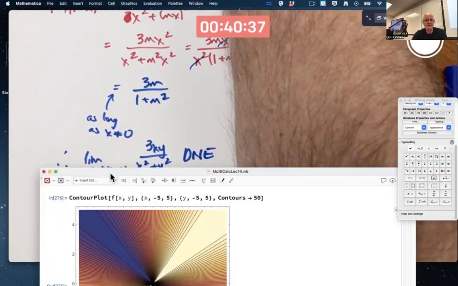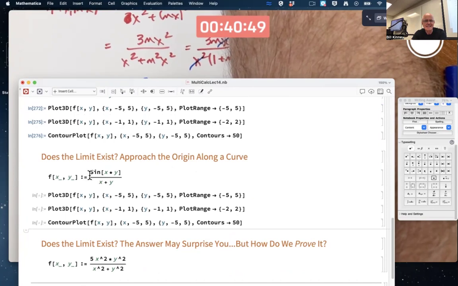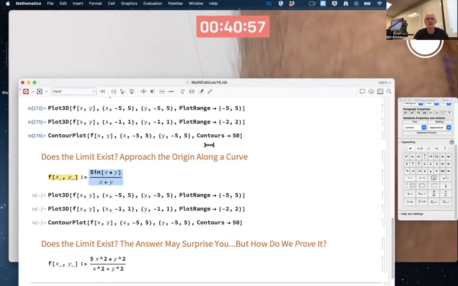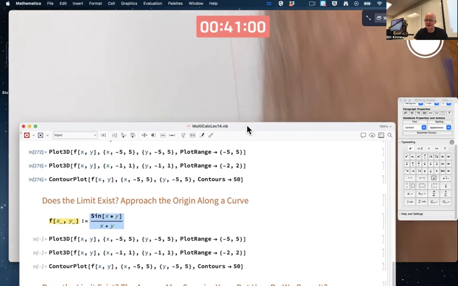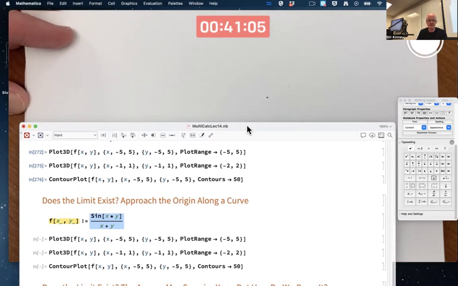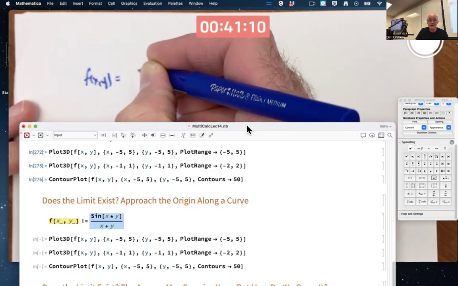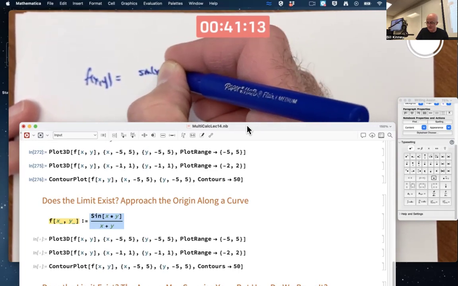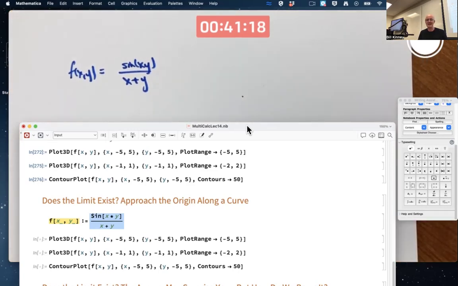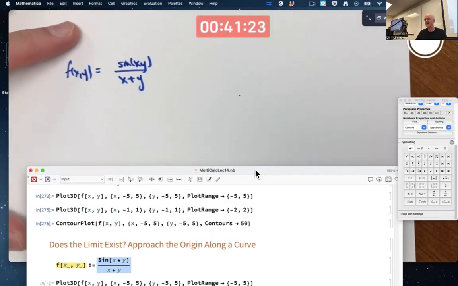All right, the next example is even a little bit stranger. Now our function is sine of x times y over x plus y. Let's once again think about some things by hand first. For this new example, f of (x, y) equals sine of x times y divided by x plus y. We should once again think about the domain. Domain's a little bit trickier here.